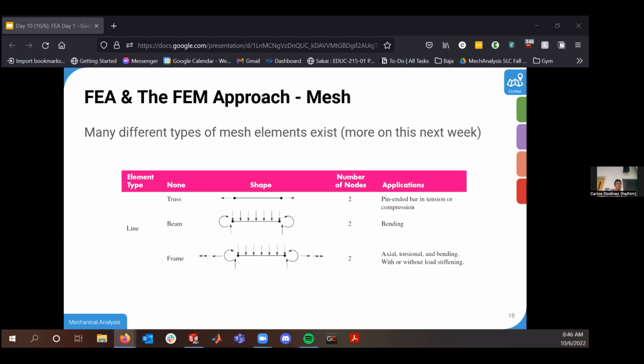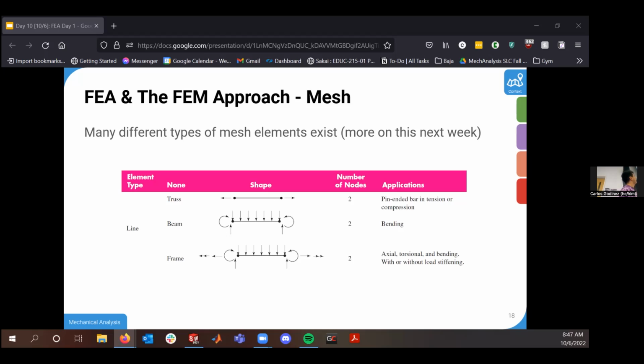For meshes and elements, there's a wide variety of element types that exist out there. We'll talk more about this next week when we get into the different types of modeling and the different types of studies you can run. In the simplest case, you can't just have a single node, since you can't really represent any space with that. You have a line element, which is simply two nodes. Within those two nodes, you can have different types of applications and different ways that it'll behave.